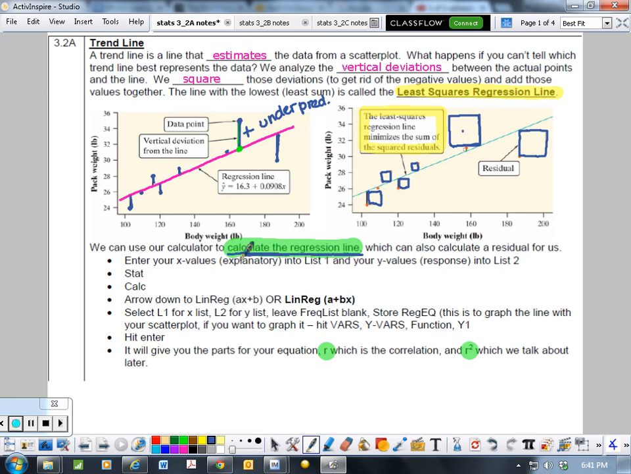So the very first thing you need to do is, if you're going to do a regression line, you want it to calculate your correlation for you.